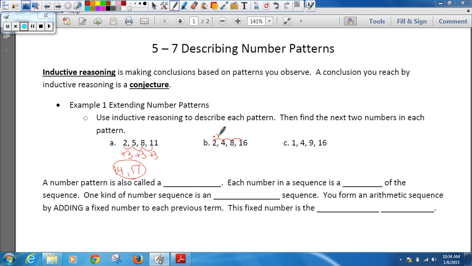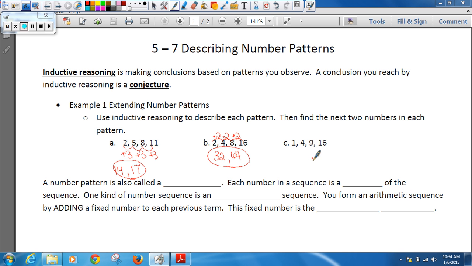So 2 times 2 is 4. 4 times 2 is 8. And 8 times 2 is 16. So my pattern here would be to multiply by 2. Well, 16 times 2 is 32. And 32 times 2 is 64. So my next two numbers in the pattern are 32 and 64.